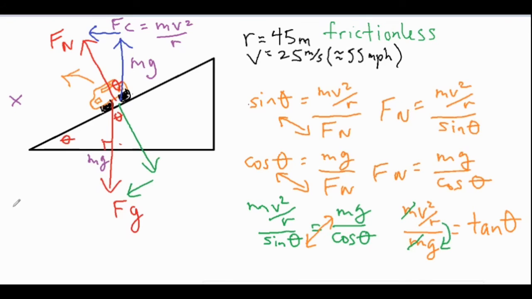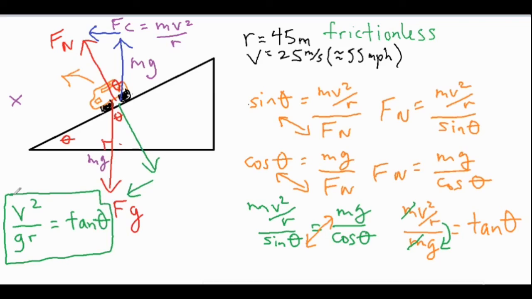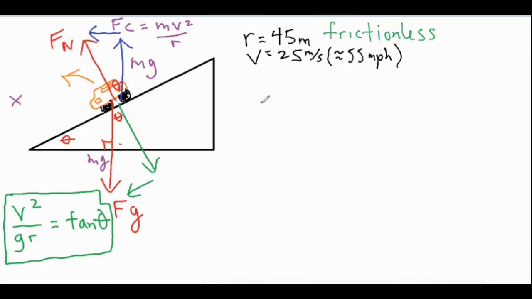Our final expression is going to look like this. It's going to be v squared over g times r equals the tangent of theta. So now we have a nice little formula that we can work with, and we can plug in our velocity and our radius and find our unknown theta. We have our velocity of 25 squared over g, which is always 9.8, times our r value, and that equals the tangent of theta.